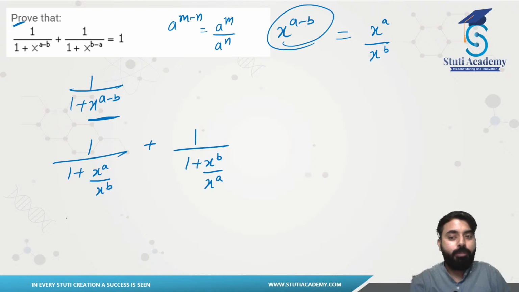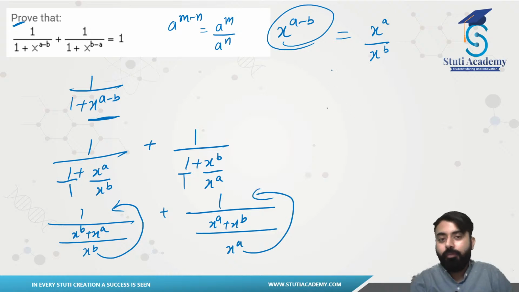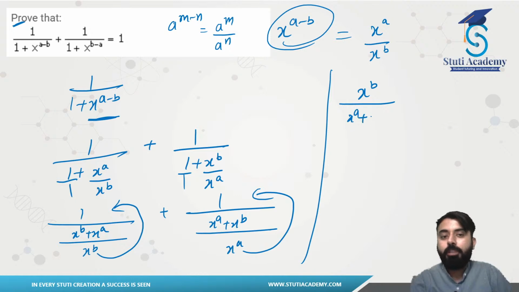Take LCM, that will be what? 1 over (x^b plus x^a) over x^b, plus, take LCM again, 1 over (x^a plus x^b) over x^a, right? Because there is nothing here, so LCM will be x^b. You can easily solve this. This is the whole denominator, it will be the numerator. This will again be the numerator. So you have x^b over x^a plus x^b, and x^a over x^a plus x^b.